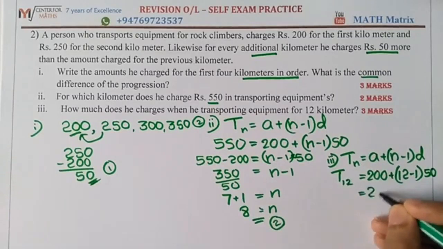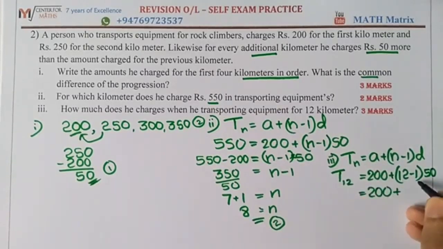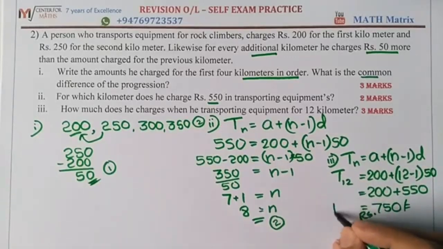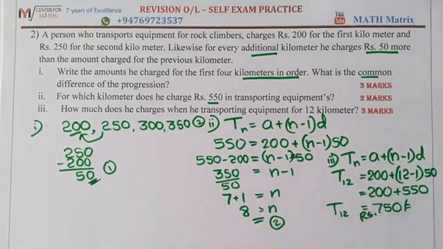Okay, now we'll simplify this. 200 plus (12 minus 1) is 11, and 11 into 50 is 550. Doing that again, 12 minus 1 is 11 and 11 into 50 is 550. Now we just have to add another 200 to that: 750 rupees. Here it's a must for you to mark the unit. So the 12th term is 750 rupees. 3 marks for finding this.